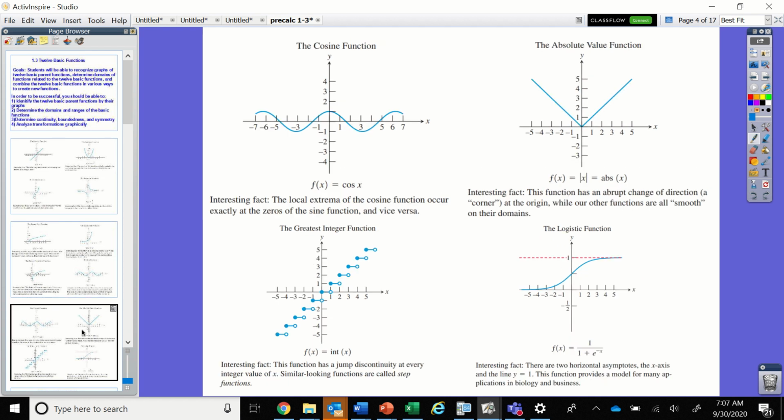And then we have up here, of course, the last four, which is our cosine function, our absolute value function, and the funkiest looking one, which is called the greatest integer function. It's also called the step function. What's very interesting about this function is you can see here all this jump discontinuity. It looks like there's a bunch of non-existent points, but believe it or not, this has all of the integer values for y.